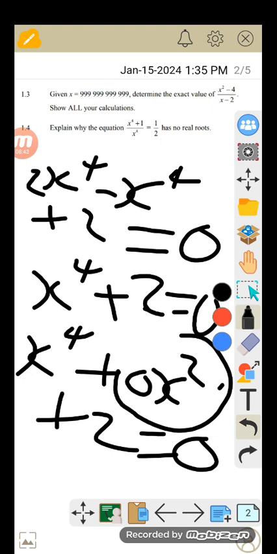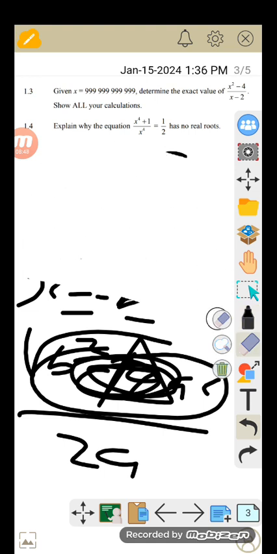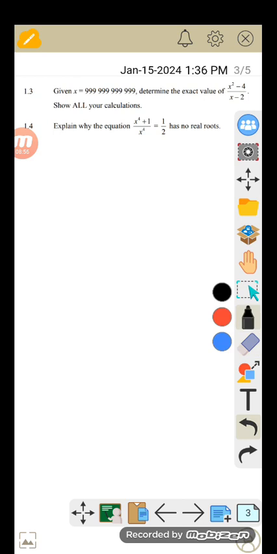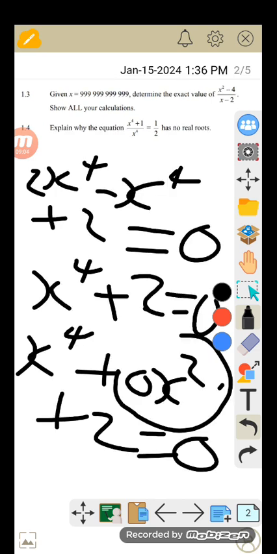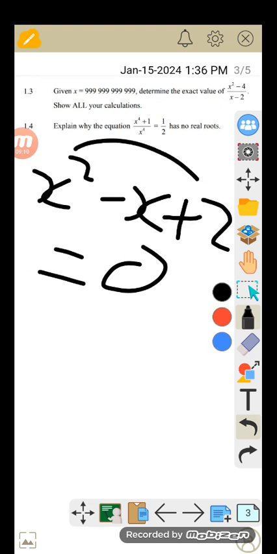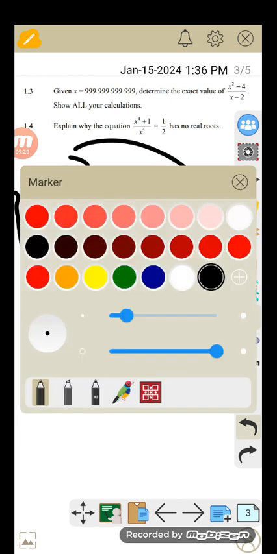You know that normally a quadratic equation looks something like this: x squared minus x plus 2 equals 0. This thing and this thing are the same. They are quadratics, you see? Yeah. Let me just wrap this thing for a moment.